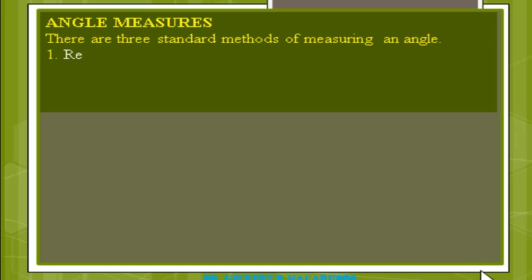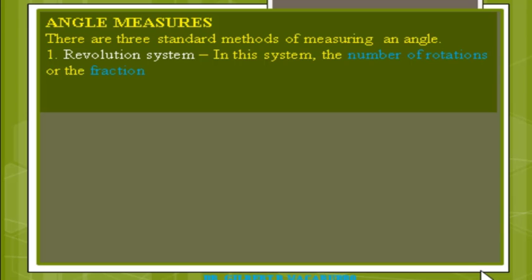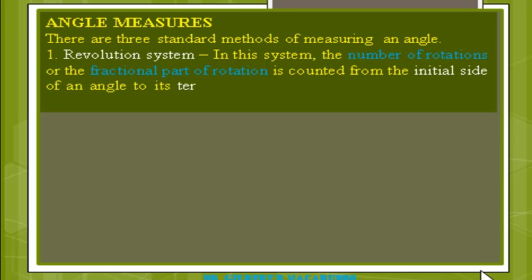Angle measures. There are three standard methods of measuring an angle. Number 1, we have the revolution system. In this system, the number of rotations or the fractional part of rotation is counted from the initial side of an angle to its terminal side. One full rotation is equal to 1 revolution.